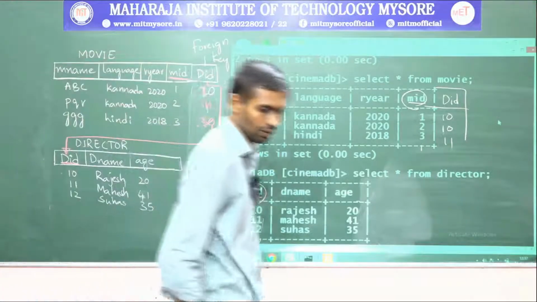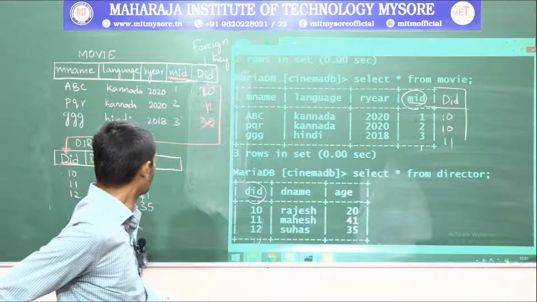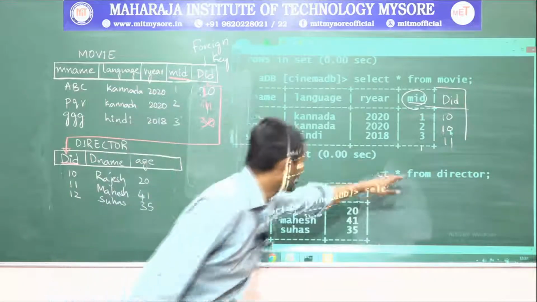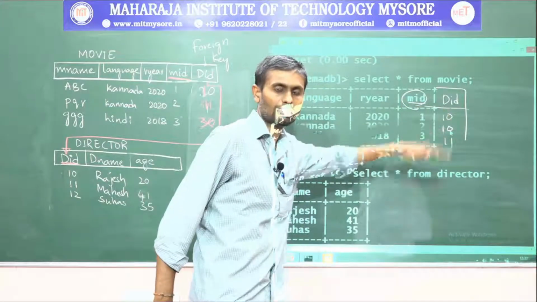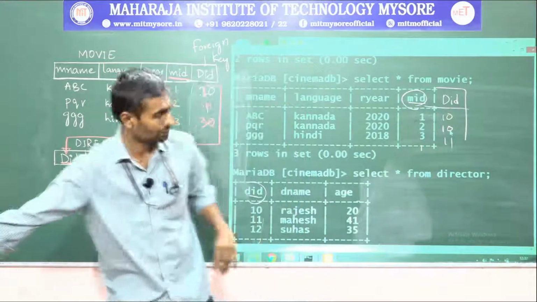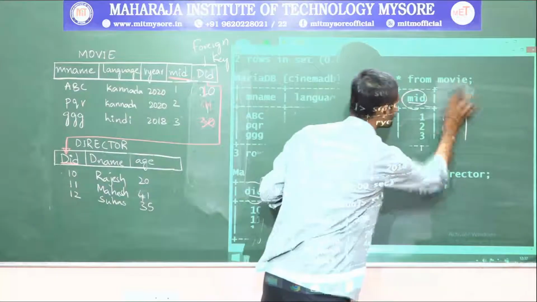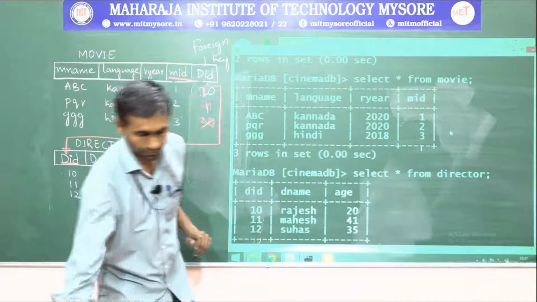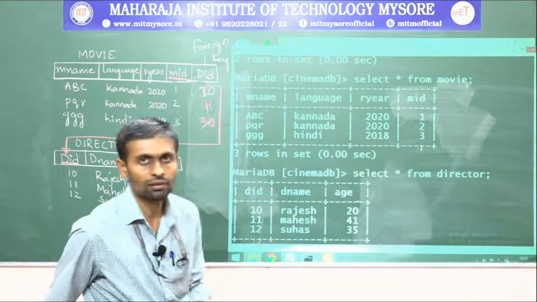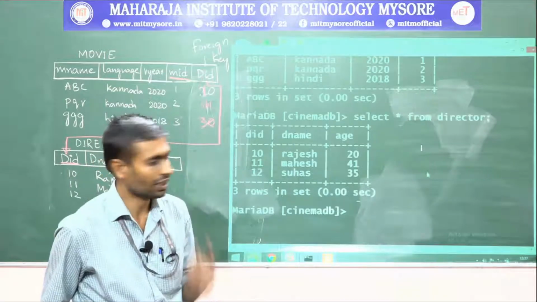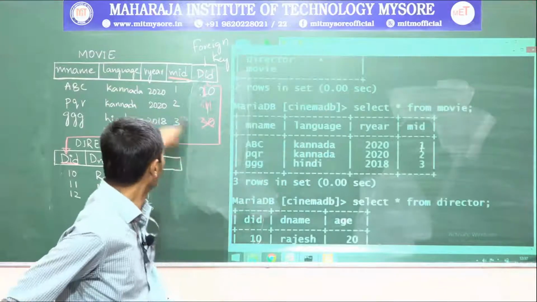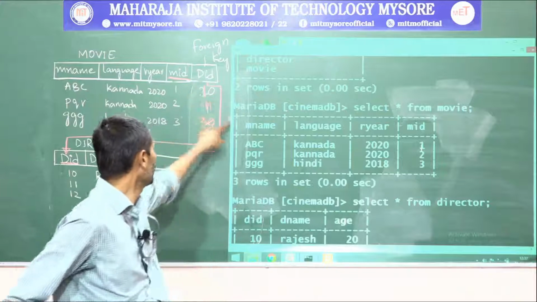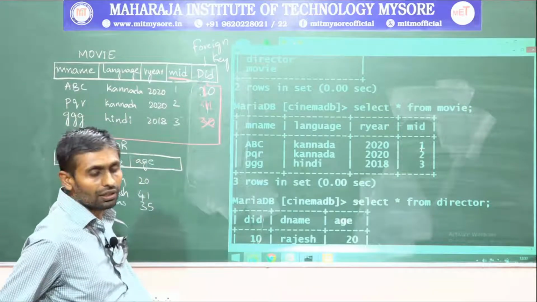Let me verify this. Already we have created a director table and a movie table. But in the movie table, do we have a DID here? No, so let me go with adding the DID column. How? To add a column to the movie table, I want to add a DID column, make it a foreign key, and it should point to the DID of the director table, right?